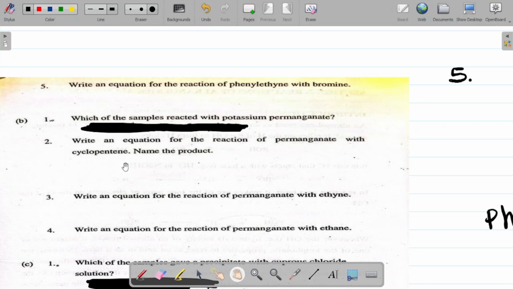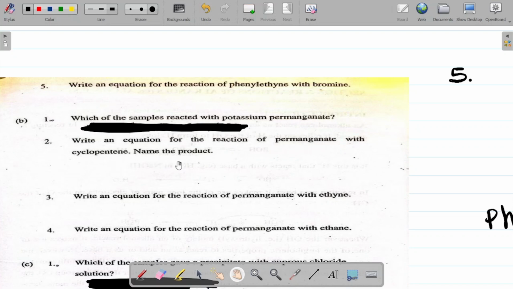B2 says write an equation for the reaction of permanganate with cyclopentene. Now I've said for cases like this, you just have to do the experiment. When you do the experiment, you now see the answer. Or better still, work with your group. Your group should be able to put heads together and get your answer. Name the product too.